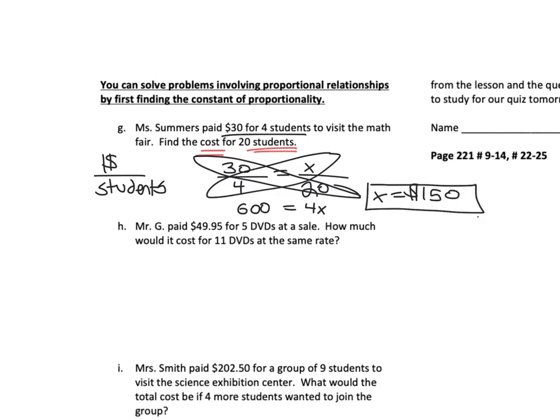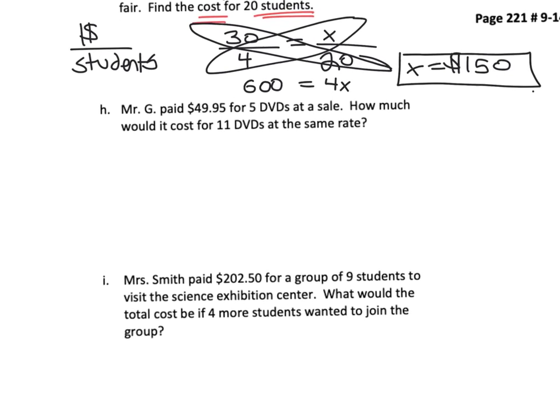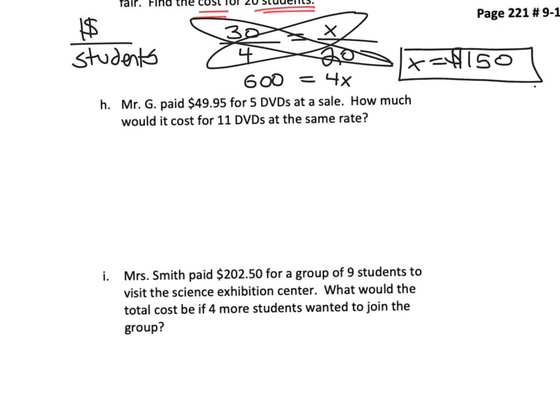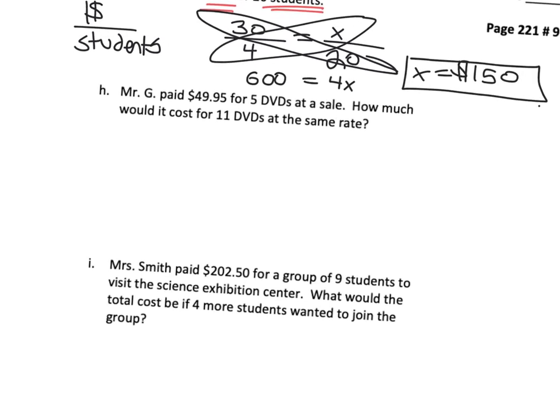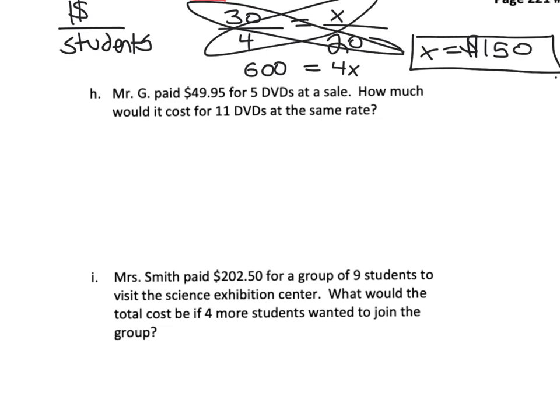Okay, so let's try a couple more. It says Mr. G paid $49.95 for 5 DVDs at a sale. How much would it cost for 11 DVDs at the same rate? So again, we have to decide what we're putting on top and what we're putting on the bottom. This is not like conversions. We do not have to cancel out units. We are simply cross-multiplying to solve a proportion. So I'm going to put dollars on top and DVDs on the bottom.